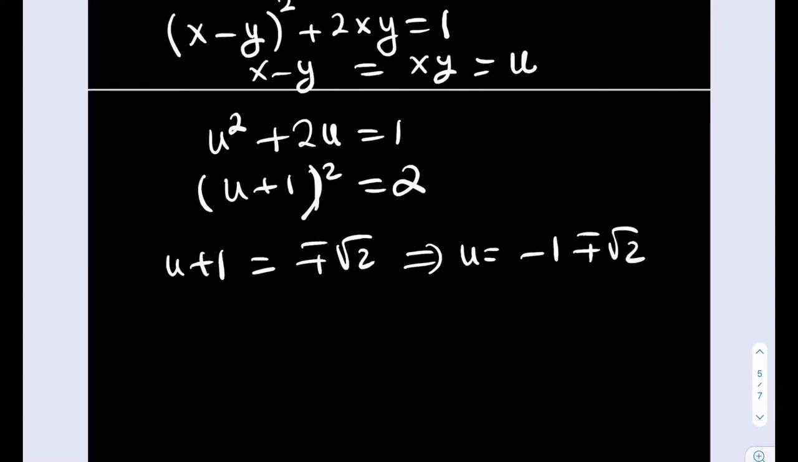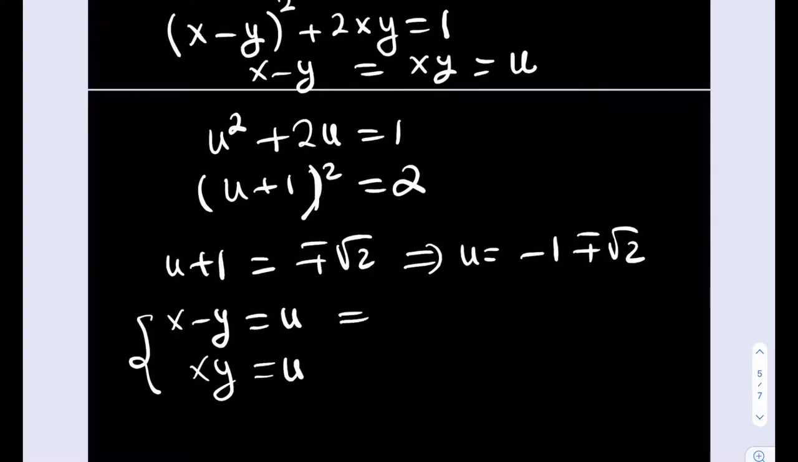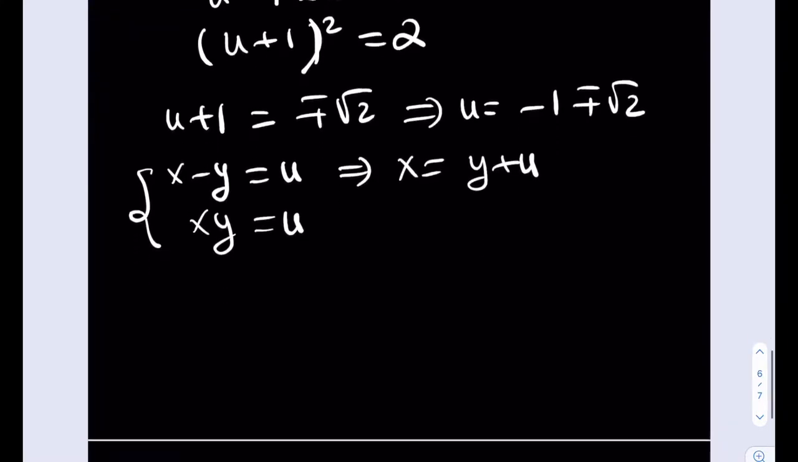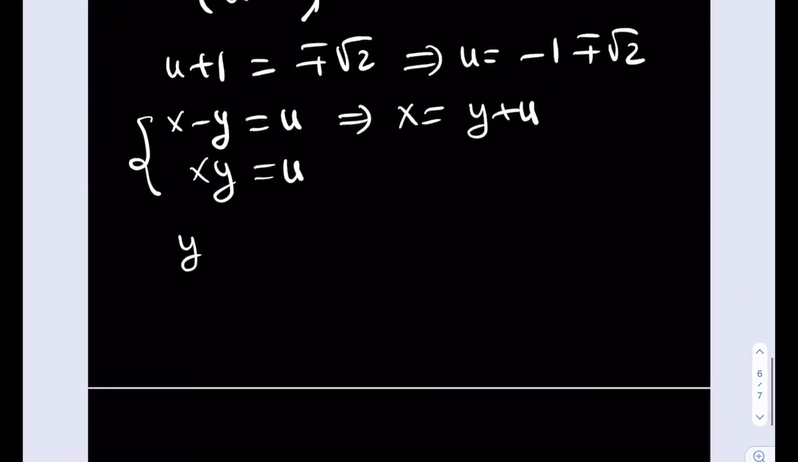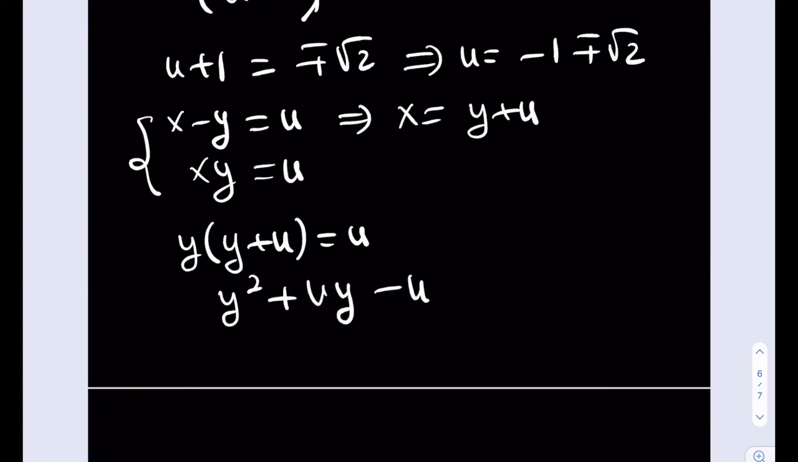Awesome. Now, what's the significance of u here? Well, you can actually go ahead and do the following. If we know that x minus y is equal to u and xy is equal to u, we can actually solve this as a system as well, right? Let's go ahead and do that first. So I'm going to replace x with y plus u and substitute that into the second equation. y times x, which is y plus u, is equal to u. Then I'm going to go ahead and expand this: y squared plus uy minus u is equal to 0.